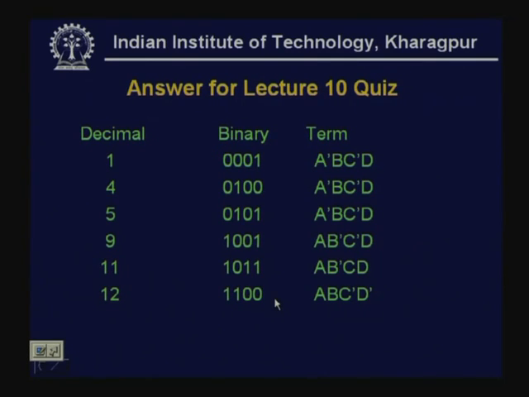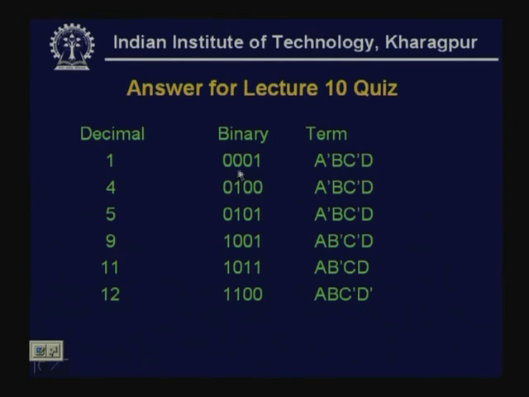So, the numbers for which the output should be 1 are the decimal values 1, 4, 5, 9, 11 and 12. First we convert the decimal numbers to binary. 1 means 0001, as it is mentioned, it is a 4 variable function. Similarly, 4 is 0100, 5 is 0101, 9 is 1001, 11 is 1011, and 12 is 1100. Now the min terms will be, 0 means complemented variable, 1 means uncomplemented.